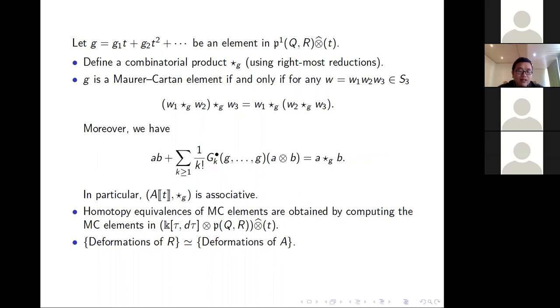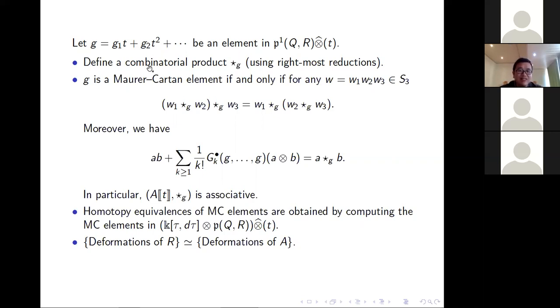Okay, as a conclusion, we get that the deformations of the reduction system, up to homotopy equivalence, are equivalent to the deformations of the associative algebra A. Why is this? For the left-hand side, we should look at the Maurer-Cartan space associated to the L infinity algebra PQR. But this Maurer-Cartan space just describes the formal deformations of the reduction system. Because if we have an element G, we can change the reduction system R by sending S to S plus T times G of S.